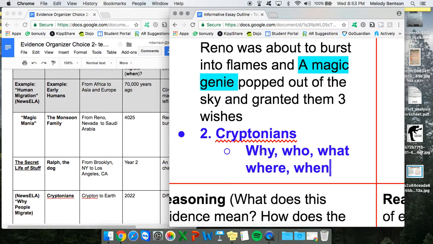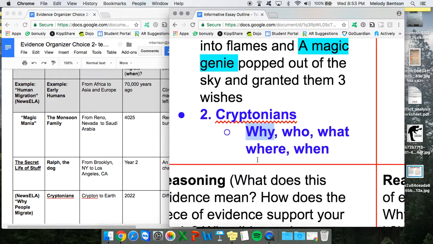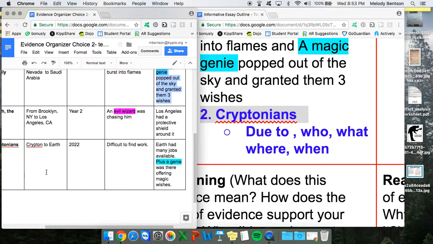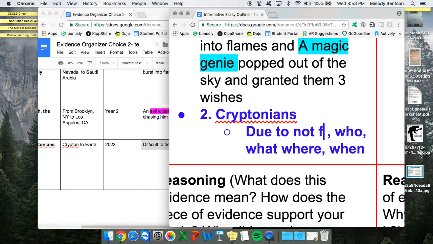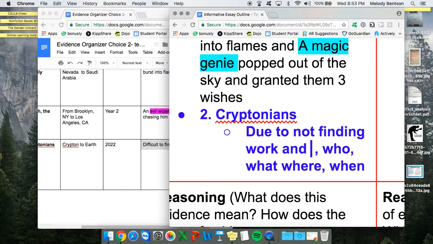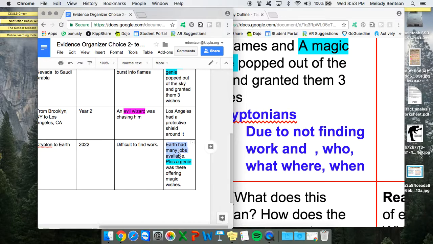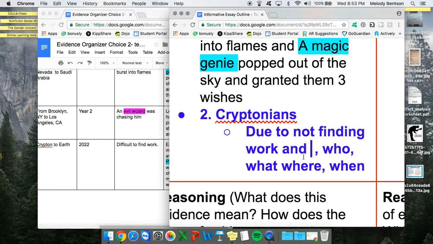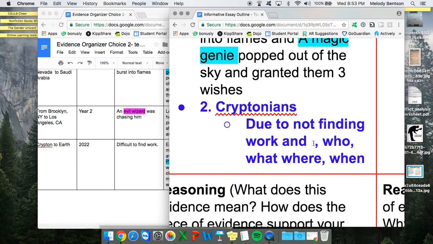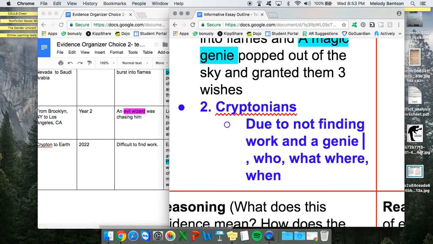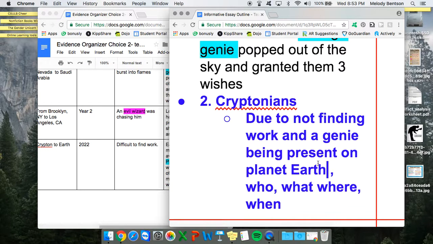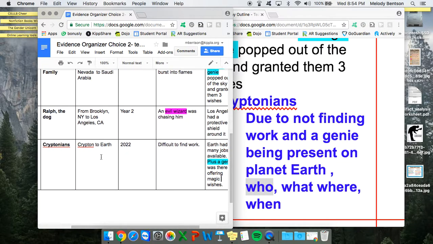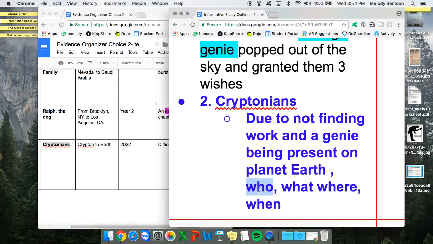And now I plug in. And I can use transitional phrases like due to. Now I'm going to go back to my evidence organizer, look for Kryptonians. I found it here. Due to difficult to find work. I'm going to rephrase that. Due to not finding work, and let's see, what's the pull factor? Earth had many jobs, plus a genie. Due to not finding work, and a genie being present on planet Earth, comma, now who? The Kryptonians, so I'm copying and pasting.